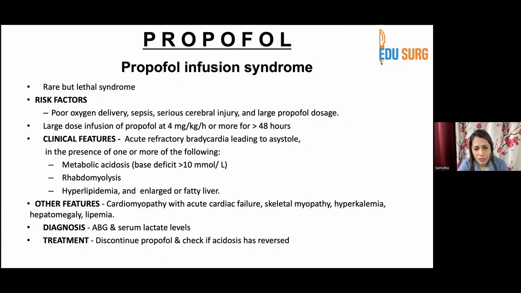It presents with refractory bradycardia, which can lead to asystole, in the presence of metabolic acidosis with a base deficit of more than 10 millimoles per liter, rhabdomyolysis, hyperlipidemia, and an enlarged or fatty liver. Other features which may be seen are cardiomyopathy with acute cardiac failure, skeletal myopathy, hyperkalemia, hepatomegaly, and lipemia. It may be diagnosed on ABG and serum lactate levels. Clinically, you will see a greenish urine, and you will have changes in your hemodynamics. And of course, the way to diagnose this is on a blood gas.